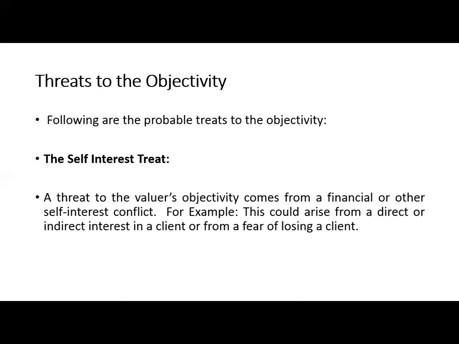Number one, self-interest threat. What is the self-interest threat? A threat to the valuer's objectivity comes from a financial or other self-interest conflict. If he is having some financial interest, or other type of interest which is conflicting with the client's interest in a self manner. For example, this could arise from a direct or indirect interest in a client, or from a fear of losing a client. If he says that, oh, I shall lose this client, or I should do some favor to him, as soon as he thinks, he will lose his independence.